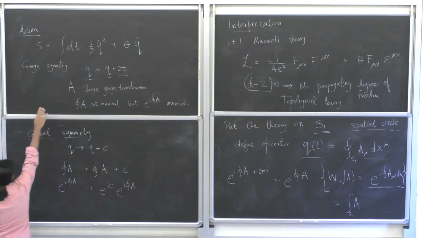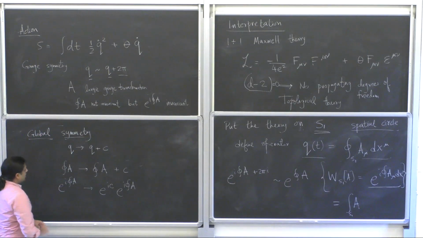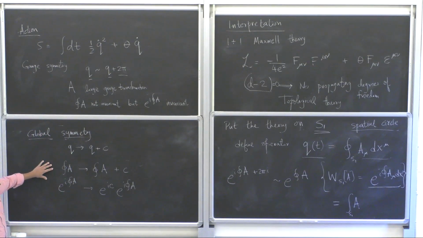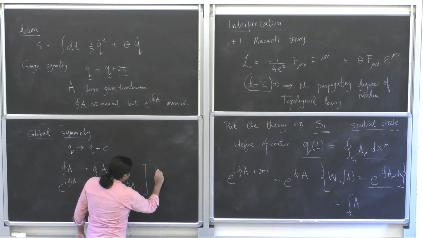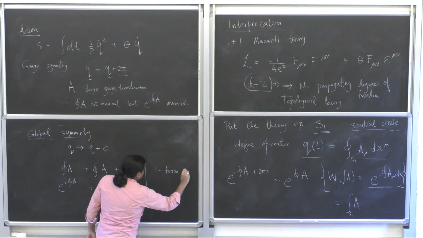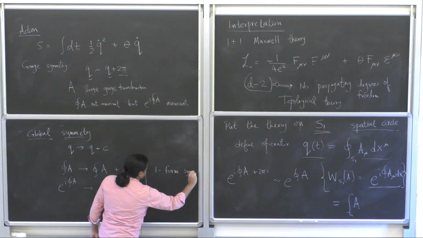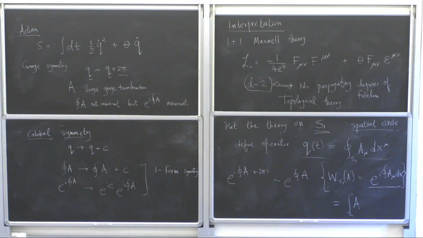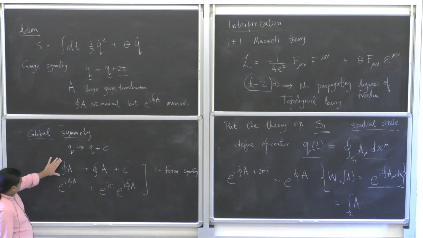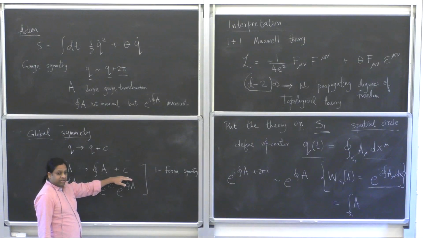Here it's manifest as the shift symmetry of Q, but it doesn't show up as a simple symmetry in terms of A. This is what is called a one-form symmetry. This is the statement that the Maxwell theory actually has a one-form symmetry that's associated with not shifting of A by some constant, but shifting A by some one-form, or in other words, shifting of a Wilson loop by a constant.